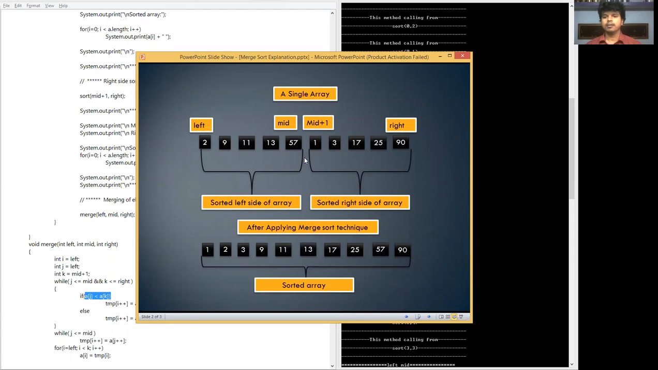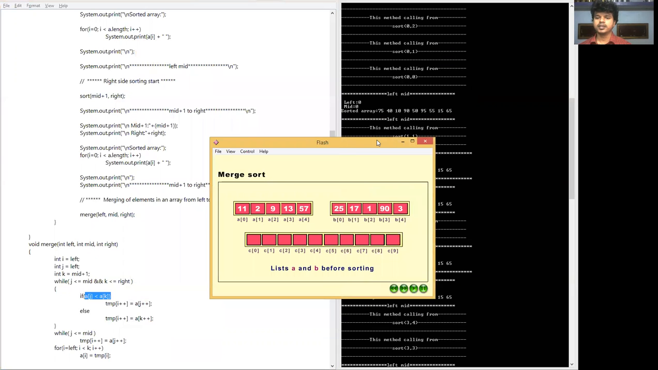Then merging is nothing but, after dividing and applying the sorting technique, the two arrays are aggregated. After applying the MergeSort technique, all these elements appear in a single array, in the form of ascending order. That can be represented graphically.